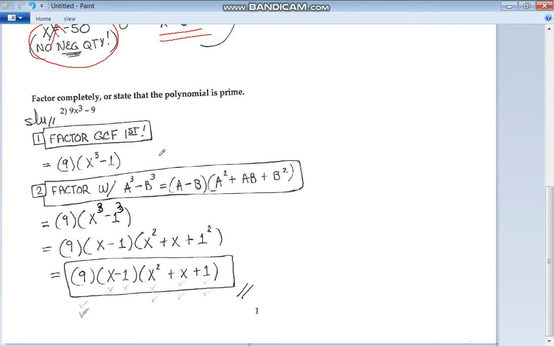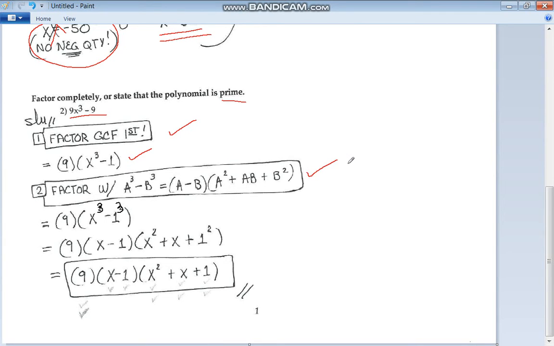We're going to completely factor 9x cubed minus 9, or tell us that it's prime, which means it cannot be factored. That's usually not the case if it's on an exam. I expect to see you doing some work, so I usually give you one that you can factor. Step 1, factor out the greatest common factor first. These two terms have a common factor of 9, so I pull it out here. It leaves parenthesis x cubed minus 1.